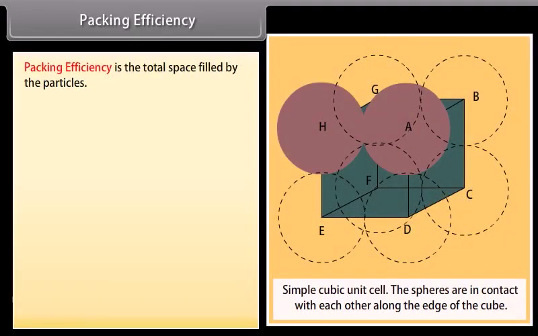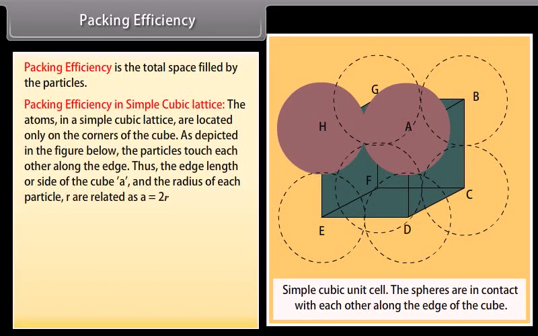Packing efficiency. Packing efficiency is the total space filled by the particles. Packing efficiency in simple cubic lattice. The atoms in a simple cubic lattice are located only on the corners of the cube. As depicted in the figure below, the particles touch each other along the edge. Thus, the edge length or side of the cube a and the radius of each particle r are related as a equals 2r.